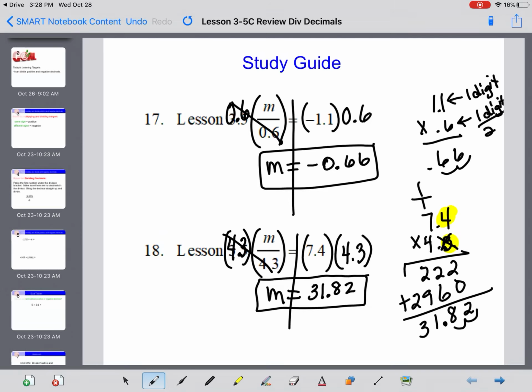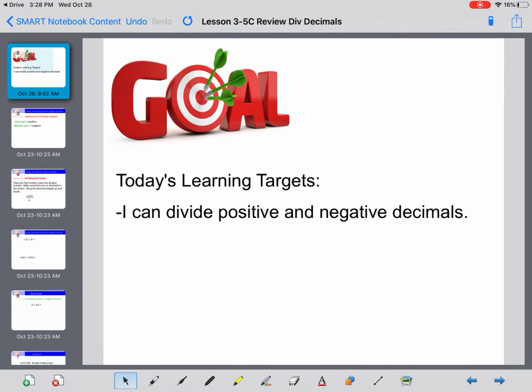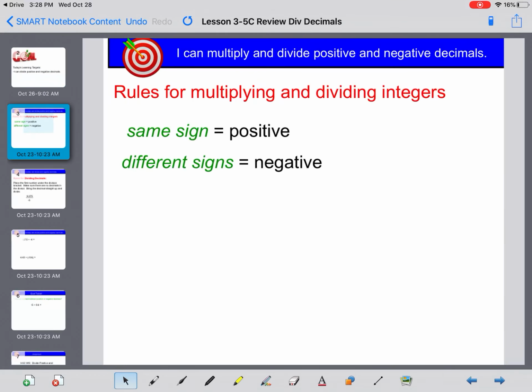To check, I could use estimation. I see that 7 4/10 is about 7, 4 3/10 is about 4, 7 times 4 is 28. 28 is pretty close to 31, and so I'm likely to have the right answer. Or at least I put the decimal point in the right spot. For today, our lesson target is to be able to divide positive and negative decimals. In order to do that, we need to review the rules for dividing integers.